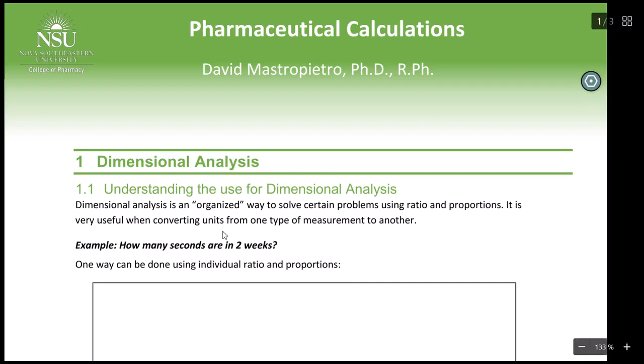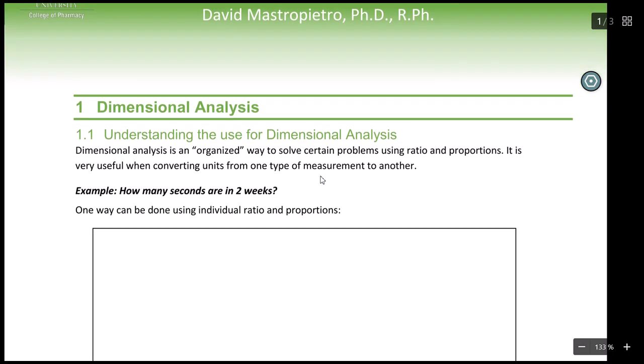So we're going to continue discussing ratio and proportions into something that we term dimensional analysis. Now, dimensional analysis is nothing more but putting ratios together in an organized way. And I think the best way to show you what dimensional analysis is, is just to do an example of it.